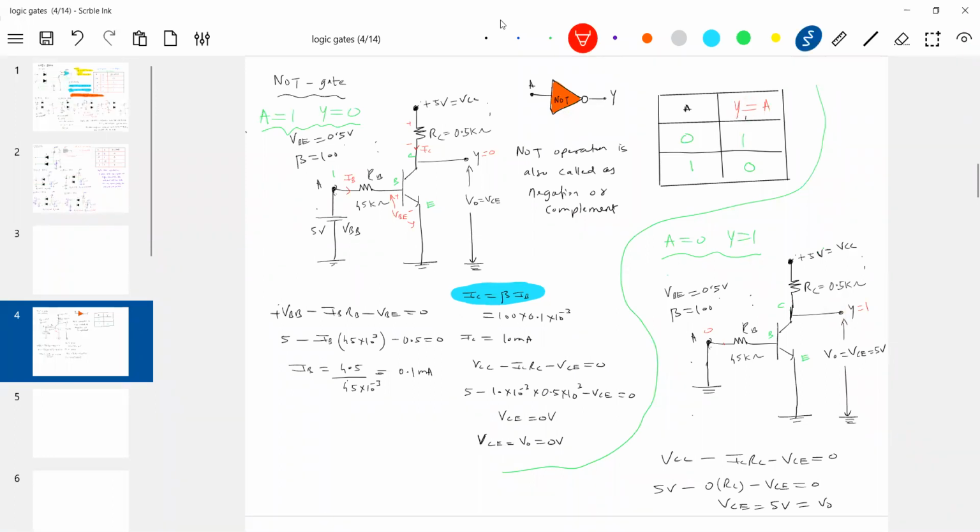We say A complement. If you write some bar on it, it's not a vector, not a vector A bar here. A complement, negation of that. If A equal to 0, complement of logic 0 is 1. Complement of logic 1 is logic 0. So somewhere we have to put that statement: complement of logic 0 is logic 1 and vice versa.